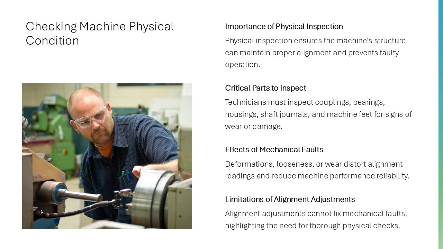Technicians must inspect couplings, bearings, housings, shaft journals, and machine feet. Deformations, looseness, or wear can distort alignment readings. The slide reinforces that alignment adjustments cannot compensate for underlying mechanical faults.